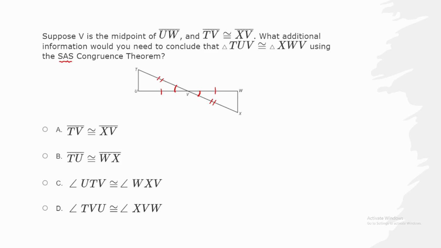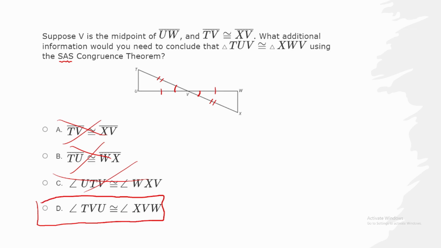So this one could be named TVU, and this one would be XVW. So these are not angles. We're not choosing it. Not angles. We just have to decide between C and D, right? So UTV. Did I say UTV? UTV. No, that would be this angle all the way up here. So this is not our answer. And D is the answer here. Just knowing to name those angles.